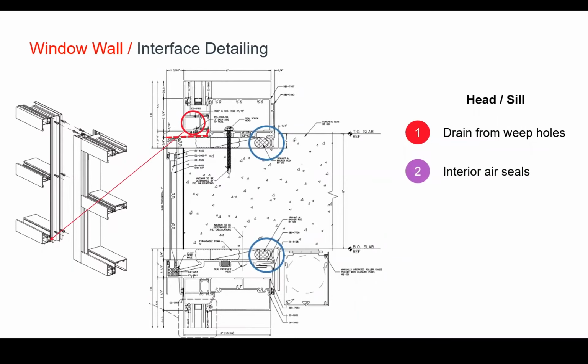And similar to your storefront, you're going to have your interior air seals at the interior side of the mullions, so you can provide your plane of air tightness. At this point, the concrete does become part of the air barrier, but to prevent capillary action through the concrete, we do recommend that you install an air barrier product at this location. Some other important aspects to note is that the slab cover, there is a weep provided at the bottom for drainage as well.